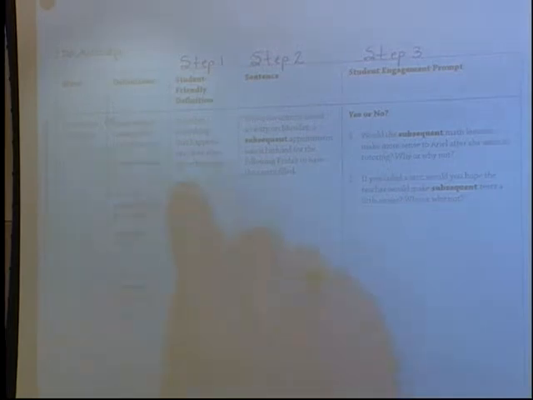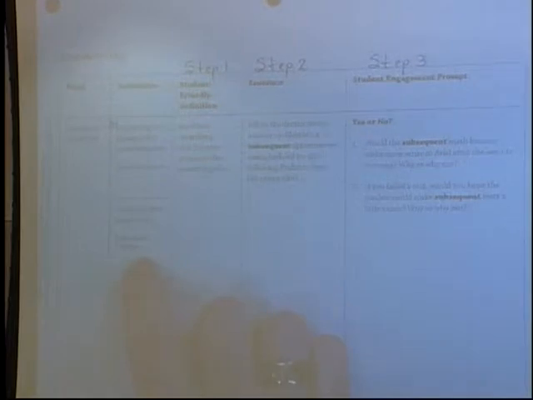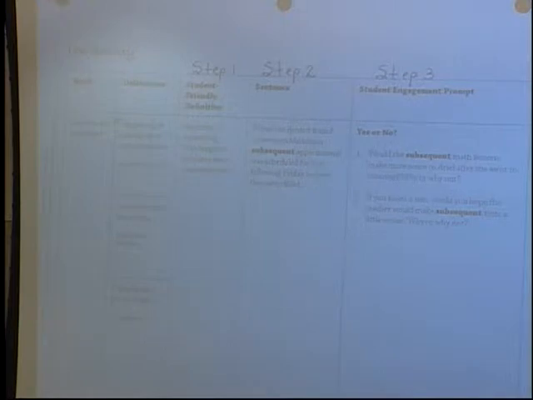So subsequent. Well, the Macmillan Dictionary says happening or coming after something else. That's pretty good. Collins English Dictionary says occurring after, succeeding. And then vocabulary.com says following in time or order. So we see each definition provides the same meaning, though I wouldn't say that any of those definitions ensure that students understand the meaning of that word subsequent.